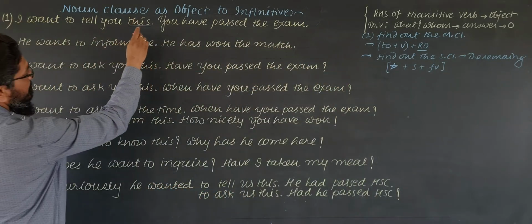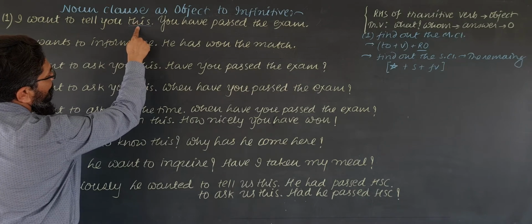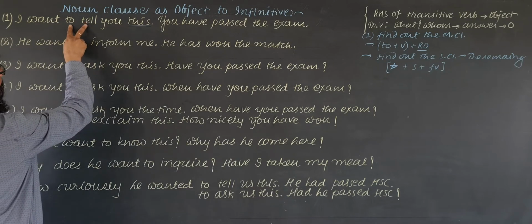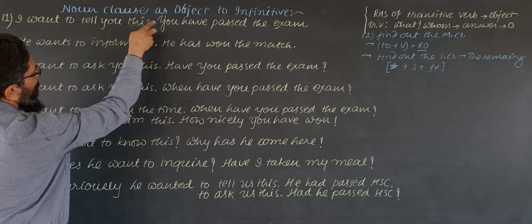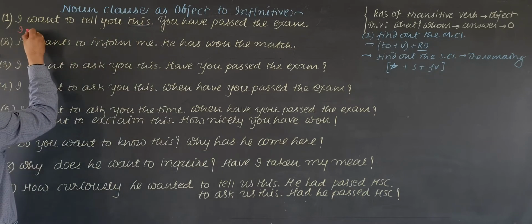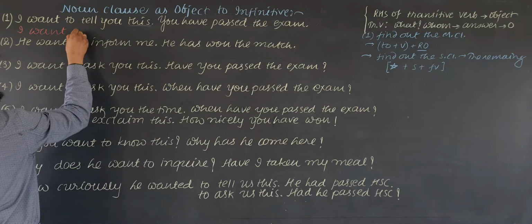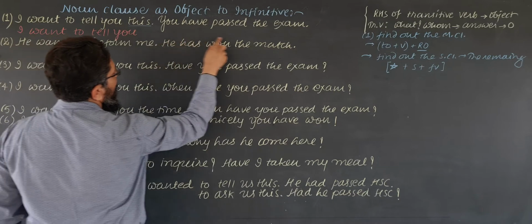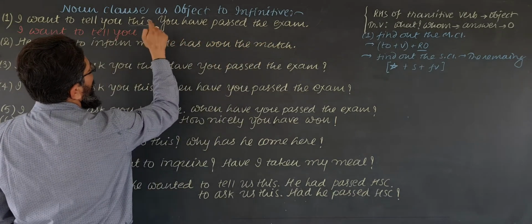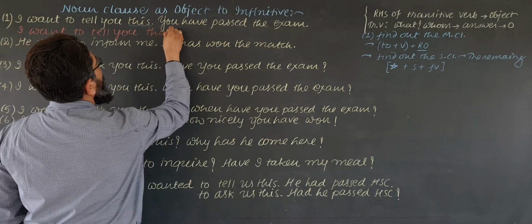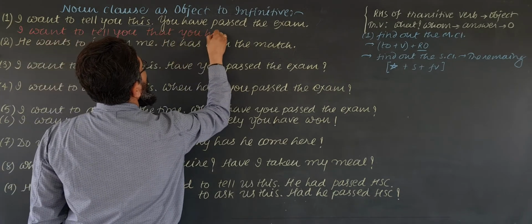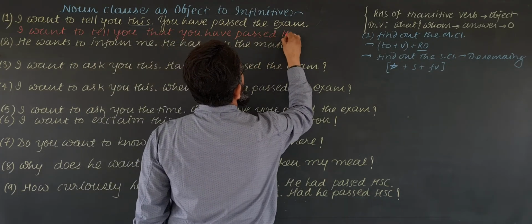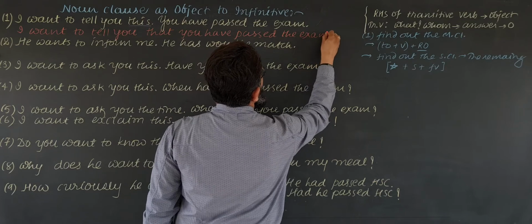See, as I told you, this will be removed, it will be that here. I want to tell you this. What to tell? This. So this is removable object. My answer will be, I want to tell you that you have passed the exam. So this is the answer.